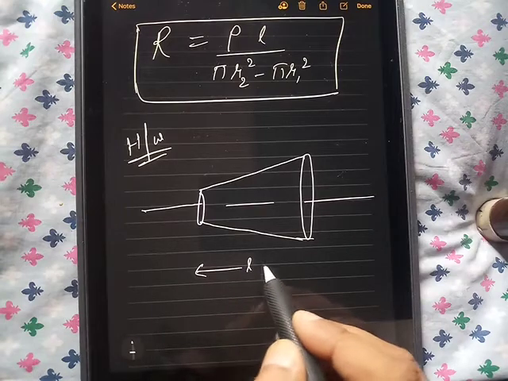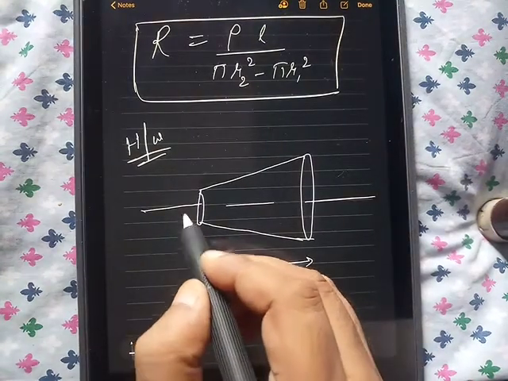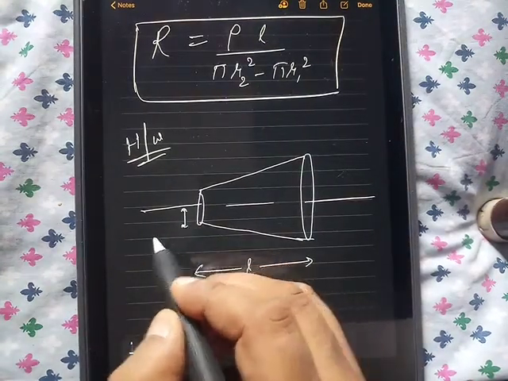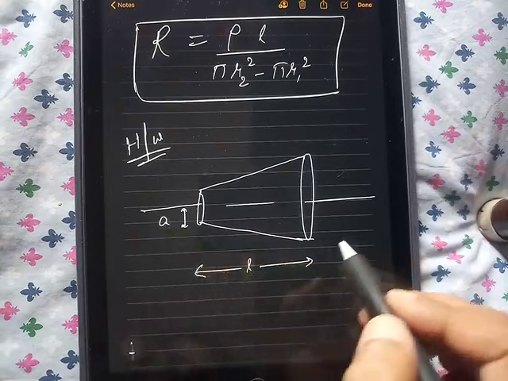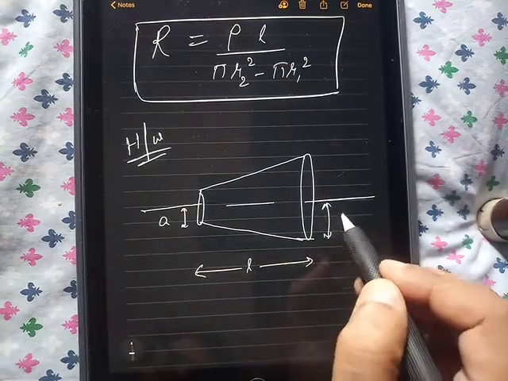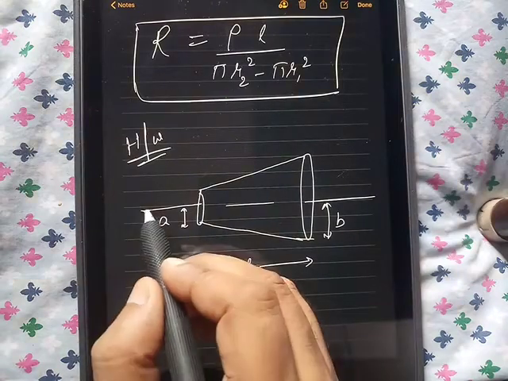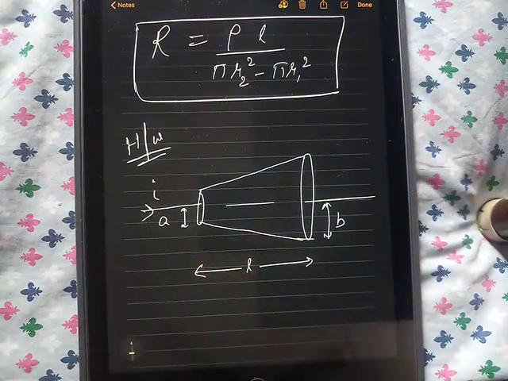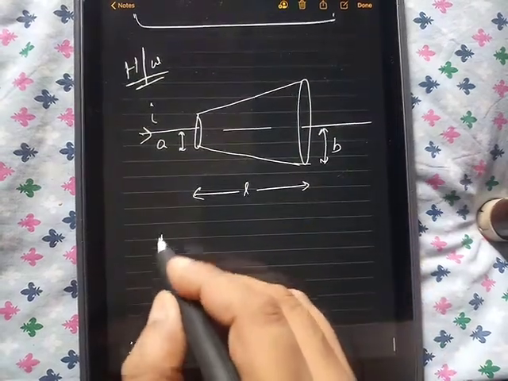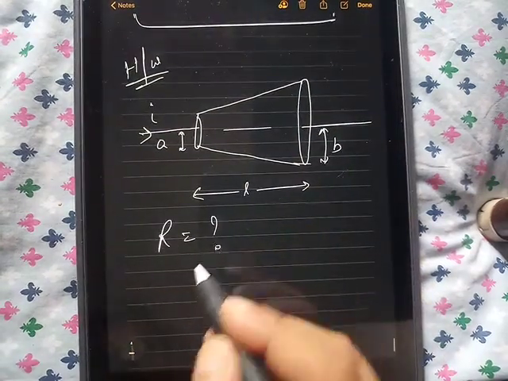This is the length of the conductor L. This side radius is A and this side radius is B. The current is flowing like this. Now you have to find the resistance of this conductor. R equals question mark.